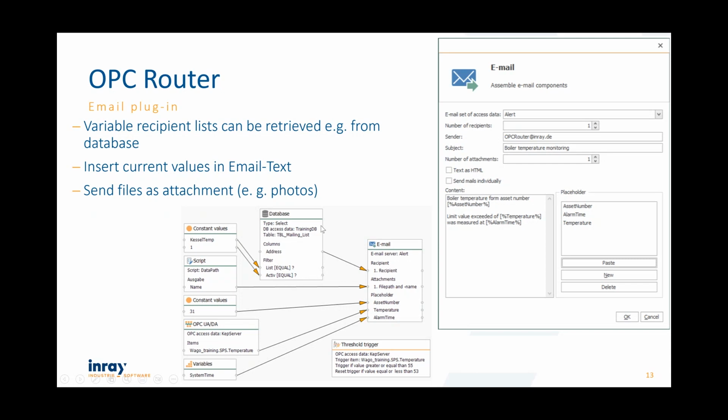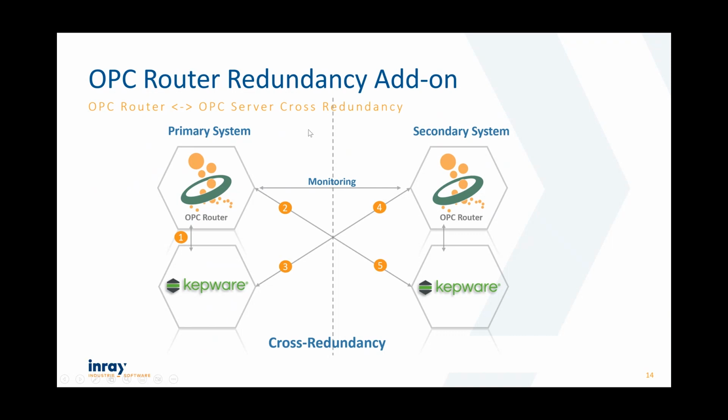So that's the kind of logic you can also do with OPC Router. You can send a lot of more complex information that depends on each other to a data target, or via email, or whatever. I will not go into details about this, just to let you know.